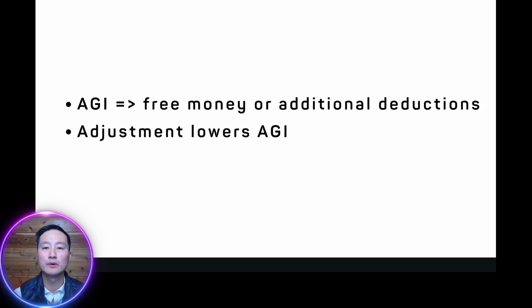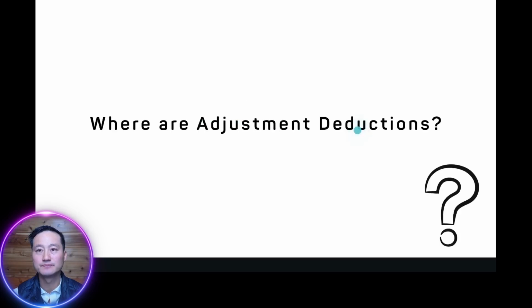What would be an example of an additional deduction for residents and fellows with student loans? Student loan interest payment is an adjustment deduction as long as your AGI is below a certain limit. We're going to talk about that. Generally, the lower the AGI, the more likely you're going to qualify for free money or additional deductions. Of course, adjustment deductions are what lower your AGI.